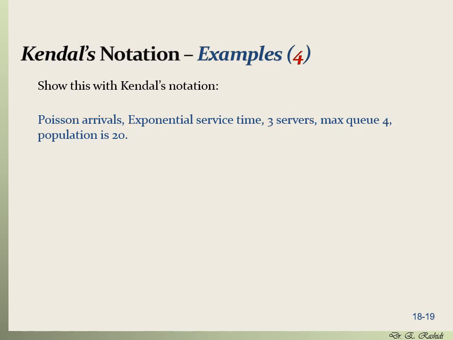So we have Poisson arrival, so that's Markovian. Exponential service time, Markovian. The number of servers is 3, so that's M, M, 3. The maximum queue length is 4, and the population is 20. So we have M, M, 3, 4, and 20.